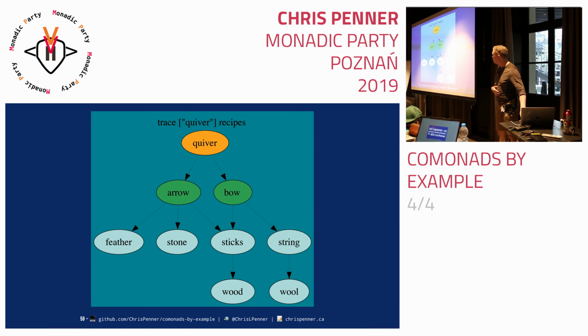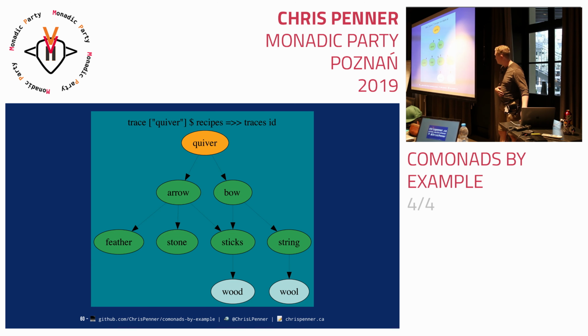Cool. All right, so if we just trace quiver, we can see we start at the top, and we get as output arrow and bow. And as we traces it, it will go 1 layer deeper, and we can go 1 layer deeper still. Oh, I just don't have a slide for that one.